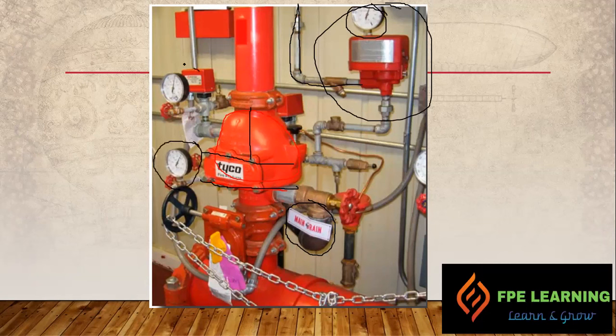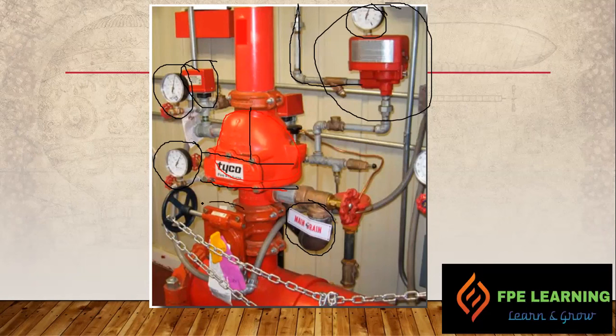At the top we have an air pressure gauge, right? And below that one, behind that, you can see the red box. It is a supervisory switch. It is giving the pressure requirement. If the air supply pressure is high or low, it will give a supervisory signal to the fire alarm panel, and someone will come and look for the cause, right?